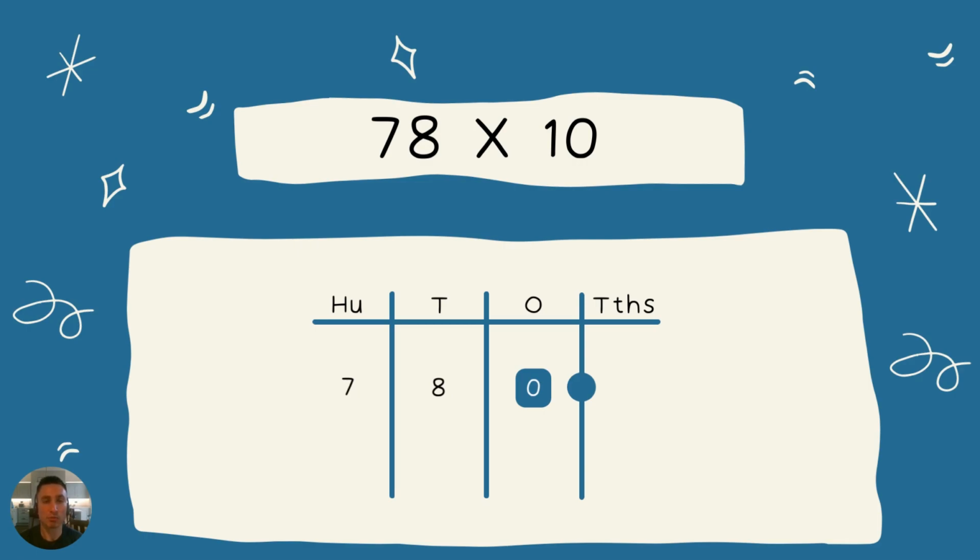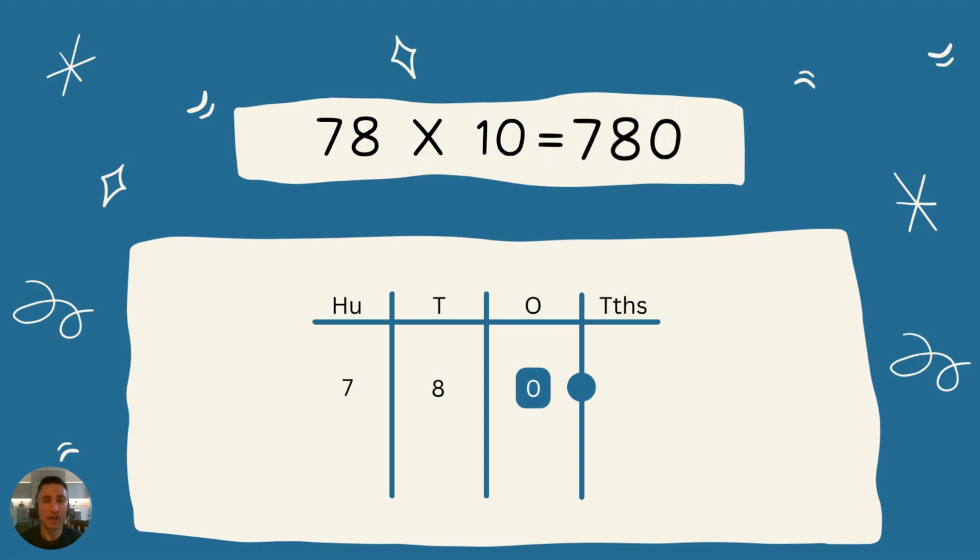And you'll notice here it's really important to put a 0 in your empty ones column. Otherwise, your answer will just look like 78. So when there's an empty ones column, you need to fill it with a 0. So the answer is 780.